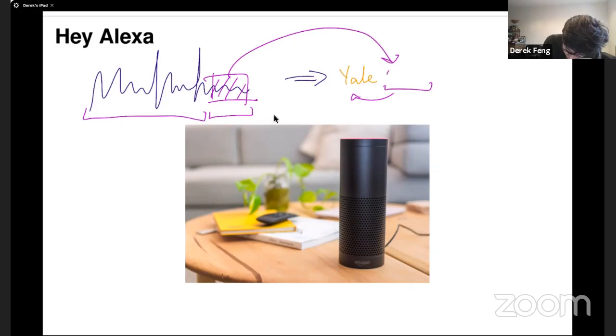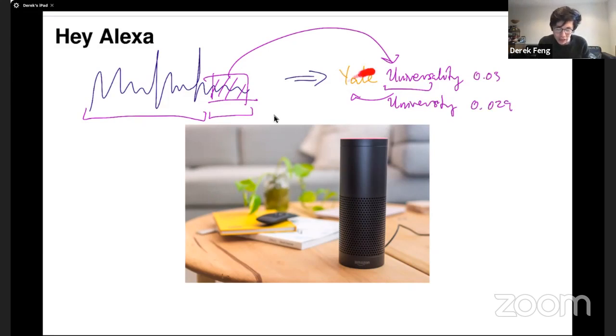this next word is probably not universality or something. Maybe it's universality or university. If you just consider the signal of the audio form itself, you would guess this to be like 0.3, and this would be 0.2, or 0.03 or 0.029. If I didn't tell you the previous signal was Yale, you would just guess universality. But if I know the previous word is Yale, and these two are pretty close independent of the previous signal, then obviously you should upweight the second one.